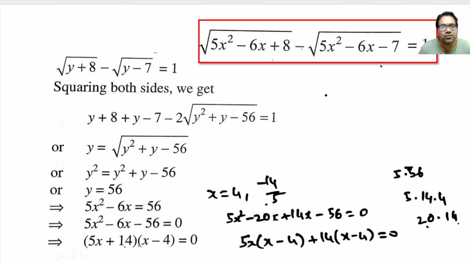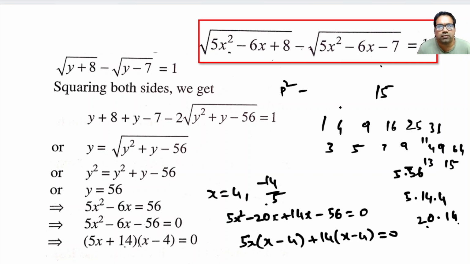But if you closely see, this is a square root, this is a square root, and the difference of two square roots is equal to 1. So what does that mean? At the same time, this inside number is a perfect square. This is also a perfect square, of some number, let's say p, and this is some other perfect square. We can even make a guesswork. This is definitely a perfect square, and this is also a perfect square, and the difference of the two perfect squares is 15.